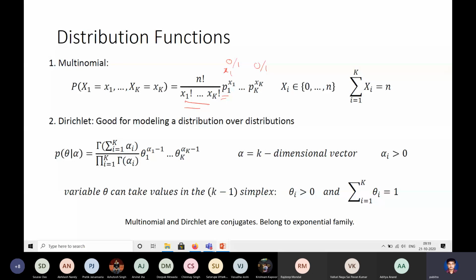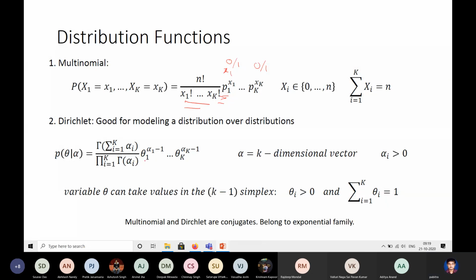One point to be noted is that this is an exponential form of distribution. It is the parameter to the power of the random variable. The Dirichlet distribution is almost of a similar form.